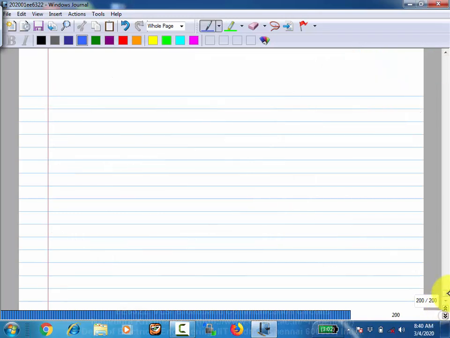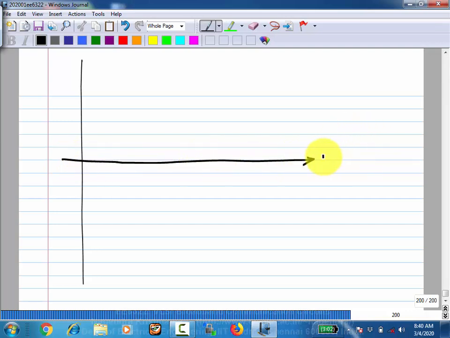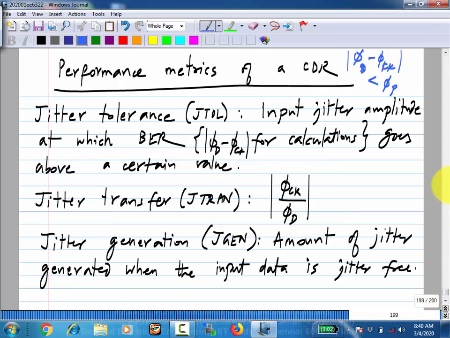So then you plot the jitter transfer and the jitter tolerance. Jitter transfer we have already plotted, jitter transfer function. Now jitter tolerance will have units of either radians, or you can express that in unit intervals and so on. So what will that look like? What will jitter tolerance look like?